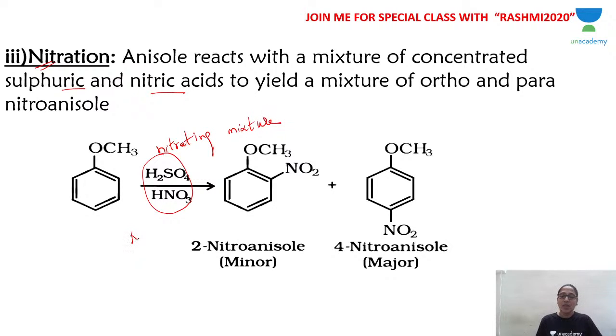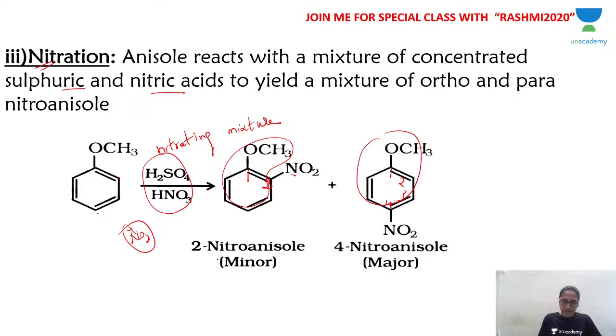In the nitrating mixture, NO2 plus will be your electrophile, which is added to the ortho position or para position. So you get 2 nitroanisole. So this is anisole, correct? With respect to the first carbon, second carbon, 1, 2, 3, 4. So 2 nitroanisole or 4 nitroanisole is the product. Okay, 2 nitroanisole or 4 nitroanisole.